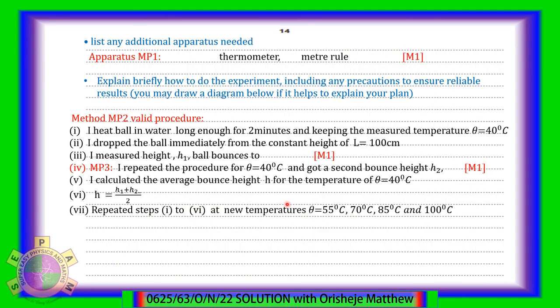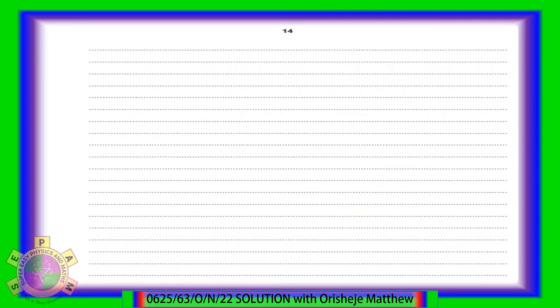For each of these temperatures, I'm going to repeat the procedure 1 to 6. So I repeat this procedure and then measure the bounce height for the 55 degrees. I measure the first bounce height, second bounce height. Then for 70 degrees, I measure the first bounce height, second bounce height, and for 85. So I will repeat the procedure 1 to 6 for each of them. So the next thing I'm going to do, now state the key variable to be kept constant from what we have been doing. 1, the variable to keep constant.